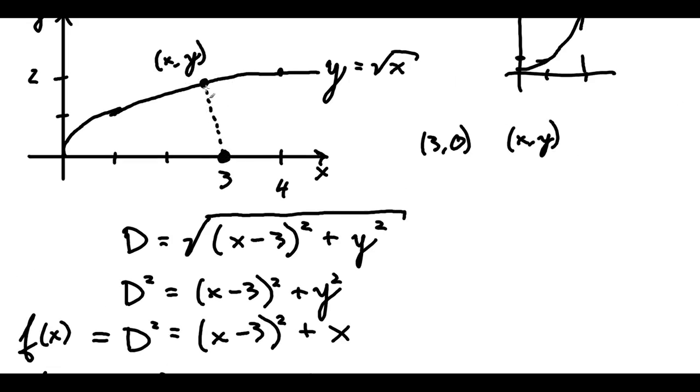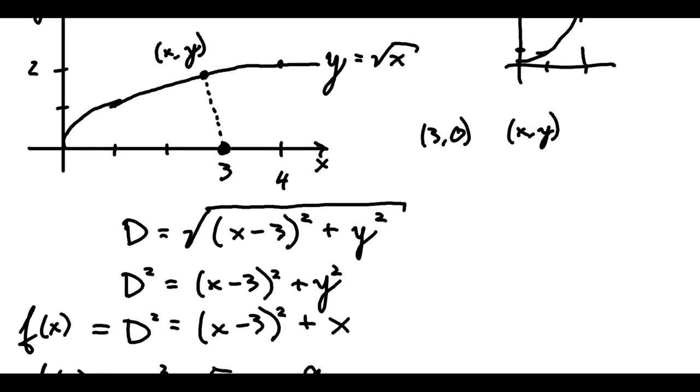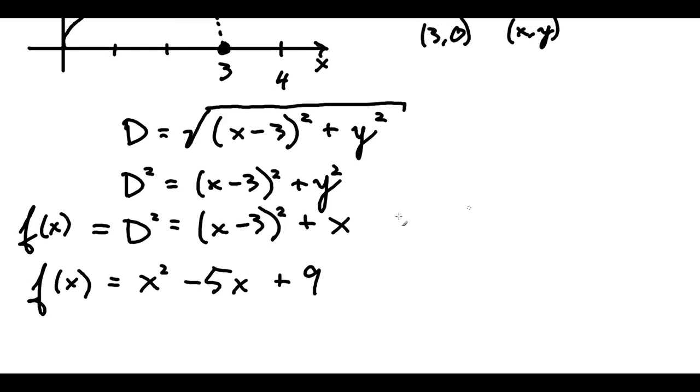Let's check to make sure that this makes sense. Suppose x equals 0. If x equals 0, we should be at the origin, and we should end up 3 units away. And if we plug in 0 here, we get 9, which again is the squared distance. So that's right. And 3 squared gives us 9, so that works out.